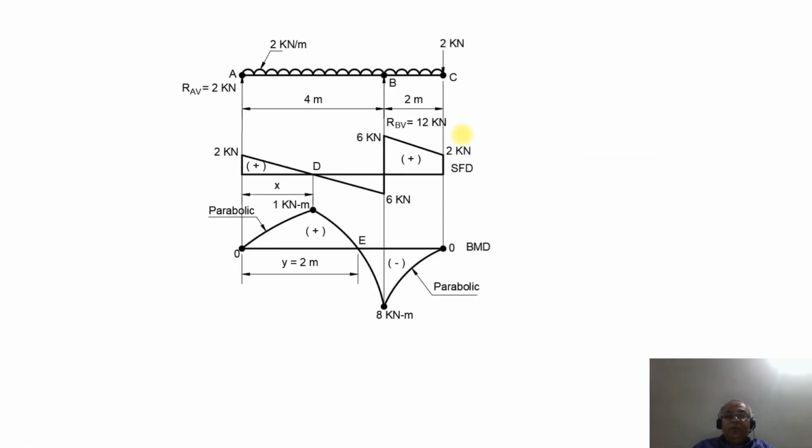So this is how you will be able to get the final solution. At x meters from A, where the shear force changes its sign, the value of x is equal to 1. The point of contraflexure, where the bending moment changes its sign, is y equal to 2 meters. We have the maximum positive bending moment of 1 kilonewton meter at point D, and the maximum negative bending moment occurs at this point, which is minus 8 kilonewton meter. So this is how you will be able to analyze and get the final solution.